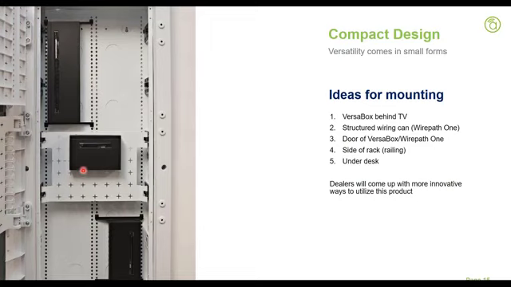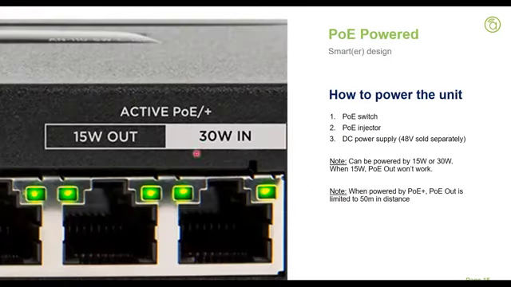We've seen dealers during beta test that they do mounting on the side of the rack sometimes, and they do it under the desk. I'm pretty sure you guys find a lot of innovative ways to install this product. Like I said, it's PoE in, so it's 30 watts in, and there's 15 watts out. It can be powered by either a PoE switch or PoE injector, or a DC power supply. The DC power supply is sold separately. It's 48 volt. But when you power through 15 or 30 watts, it's 15 watts only.